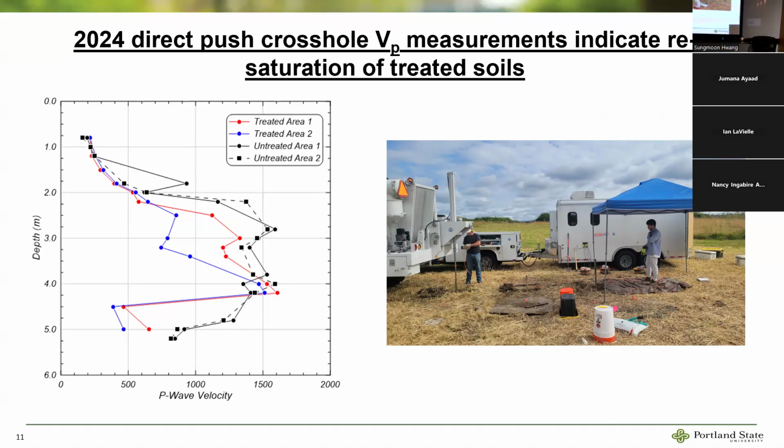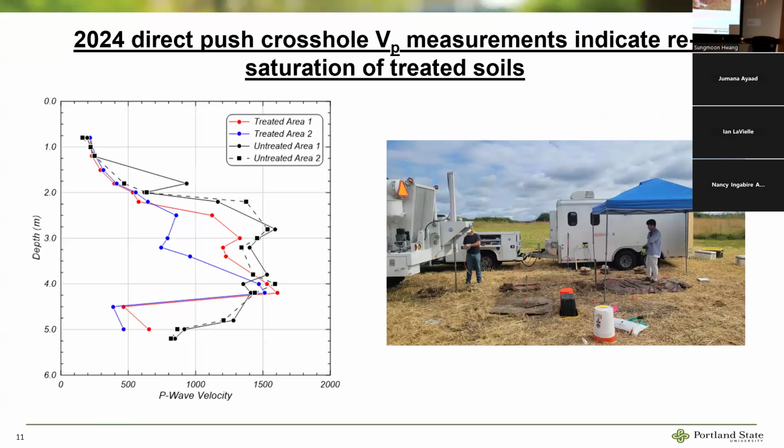And as well, we see that these are the measurements in the untreated area, which we'd expect to be fully saturated below about 2.5 meters. And then these are the measurements in our treated area where we do see that there's maybe some gas still present throughout in the profile. But particularly here, we see an area of resaturation at about 4 meters depth.